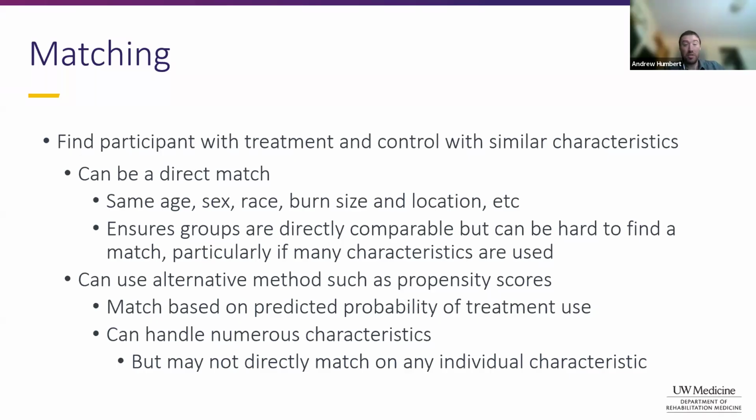The downside to this is we're just matching on predicted probability. We're not guaranteed that the ages are going to be the same, or the sex is going to be the same, or the race is going to be the same. If two things are working in opposite directions, maybe people with larger burn sizes are more likely to receive treatment, but people who are older are less likely to receive treatment, we might get somebody who's old with a large burn size having the same probability of treatment as somebody who's young with a smaller burn size. And those different characteristics could potentially introduce some residual confounding.